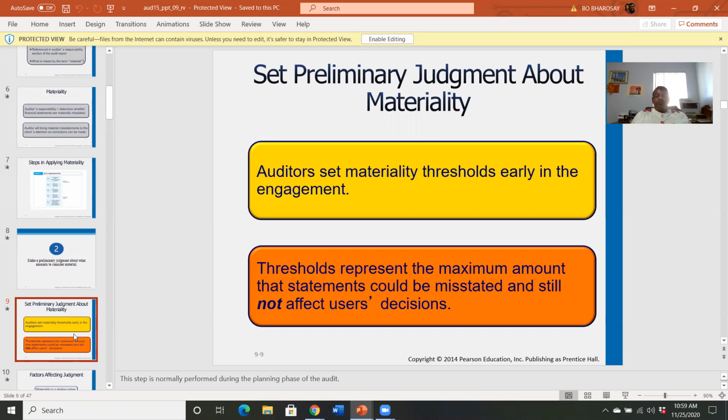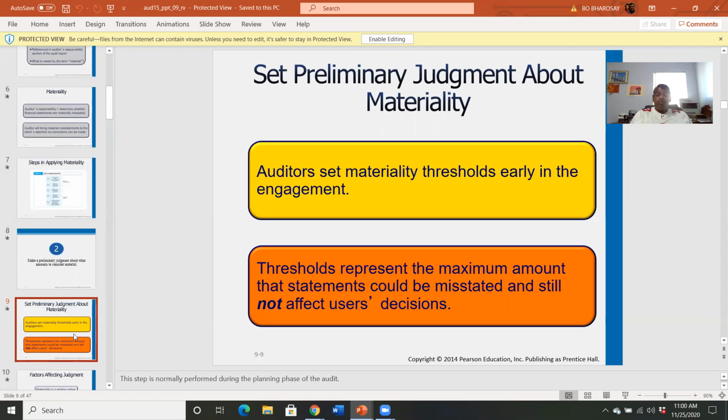We set a preliminary judgment on materiality. The auditor will set the materiality threshold early in the engagement. If I'm looking at a client that has maybe $1 million of total assets, I may say that 50,000 or below may not be considered material. Does it mean that I ignore every error? No. I will keep a tab on the errors. If they add up to less than 50,000, I will ignore them. If they add up to more than 50,000, I need to consider them. So that's what they talk about.